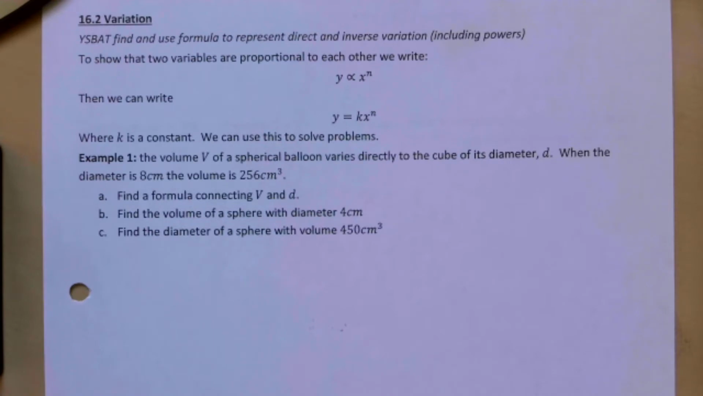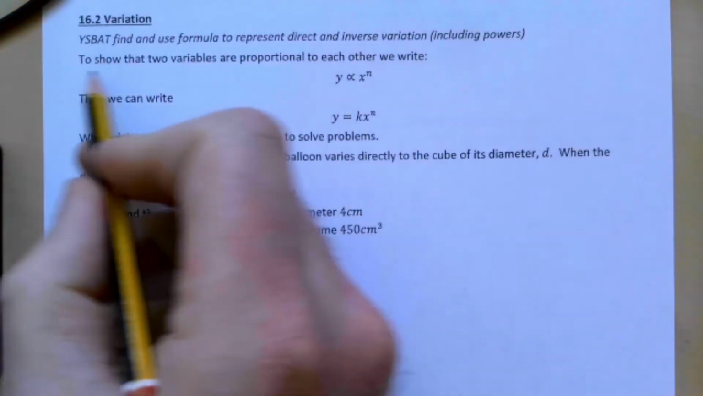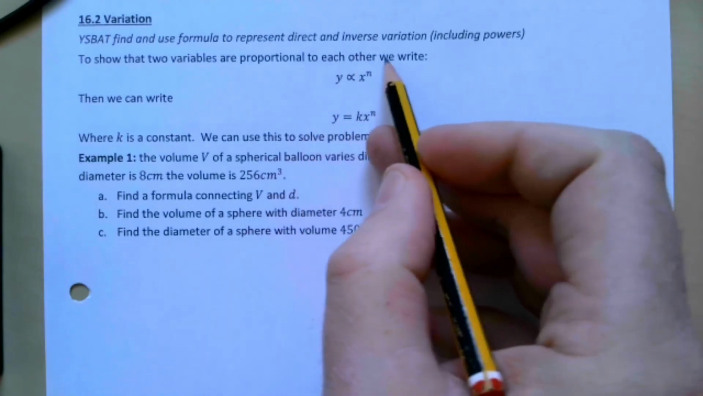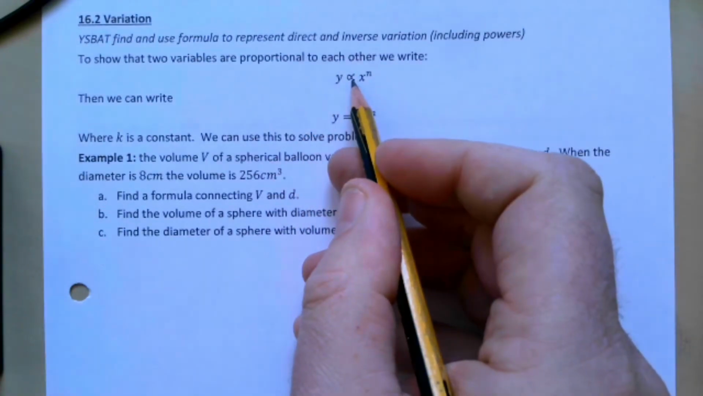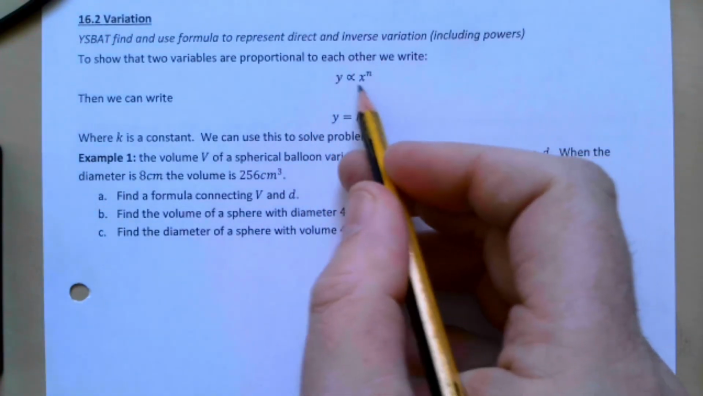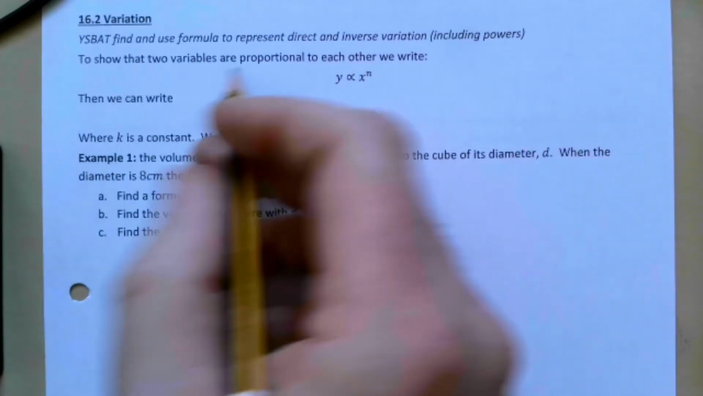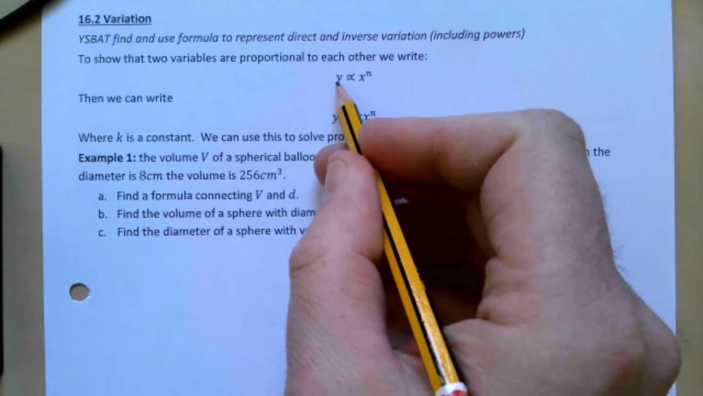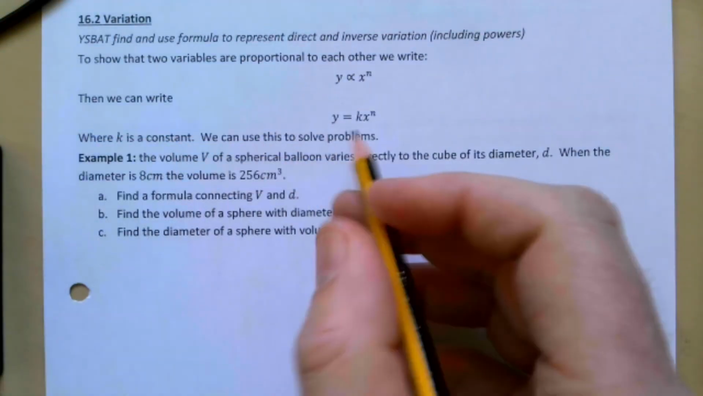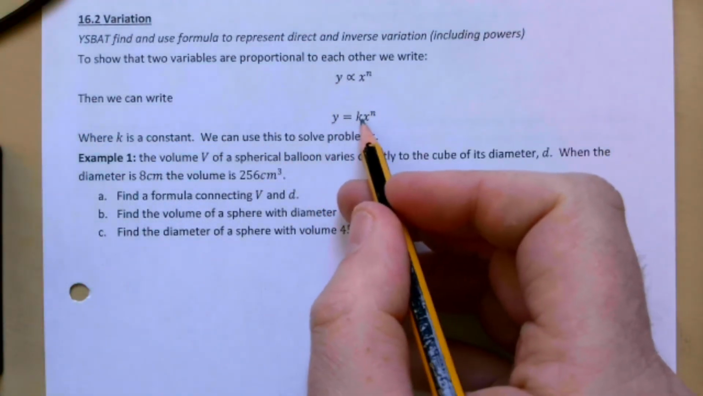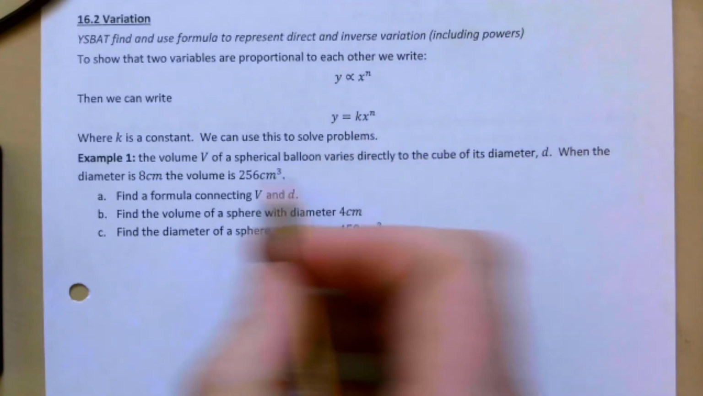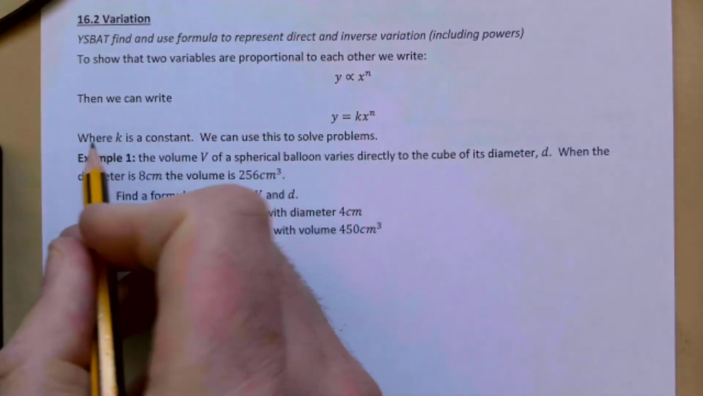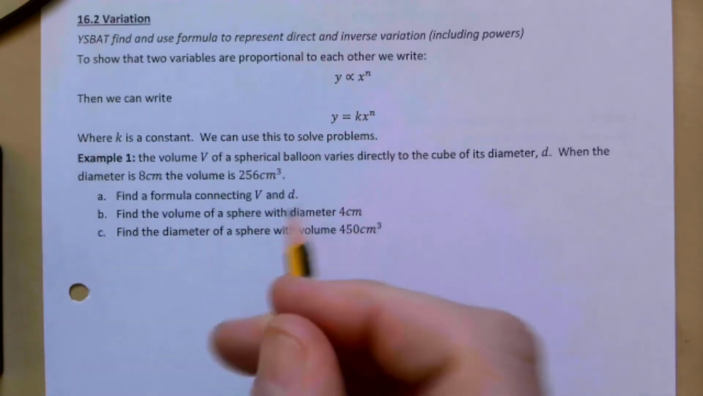Alright. On then to variation. Let's take a look first of all at this. To show that two variables are proportional to each other, we write y is proportional to x. In this case, they have x to the power of n. So if two variables are proportional, that wee sign means proportional. It's like a wee fish. Y is proportional to x. Then we can write y equals kx to the power of n. So we follow this wee pattern. You'll see me doing this example, and hopefully that'll then make sense. Where k is a constant, we can use this to solve problems.